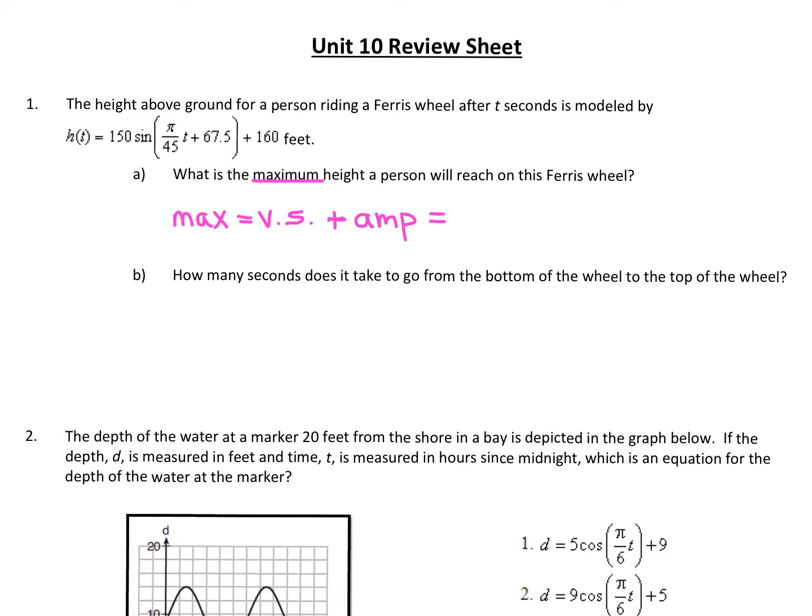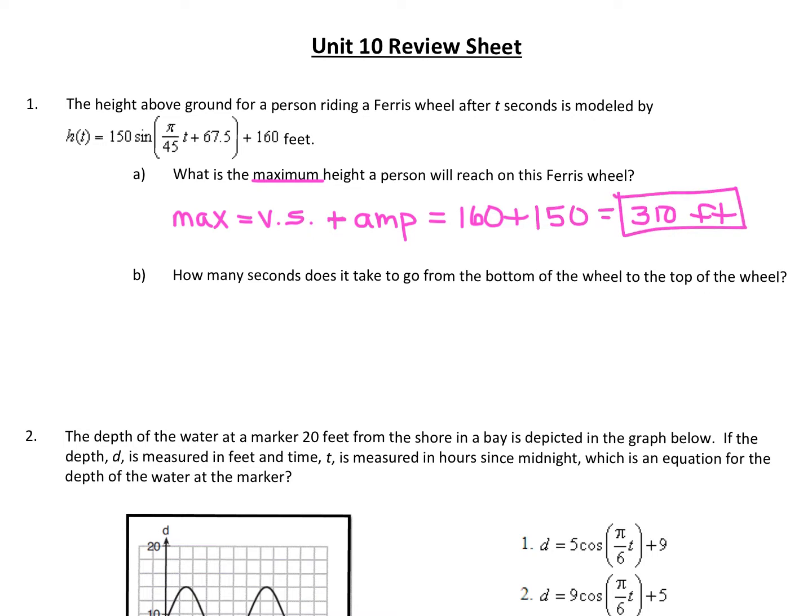Okay, so we know this formula right here, right? Max equals vertical shift plus amp. So the vertical shift is this number right here that's added to the end of the equation. So that's going to be 160. And then plus, if we look right here, our amplitude is 150. All right, so what we have to do is just add these together, and that gives us 310. And the units would be feet, so 310 feet.